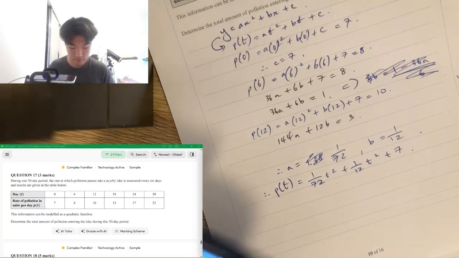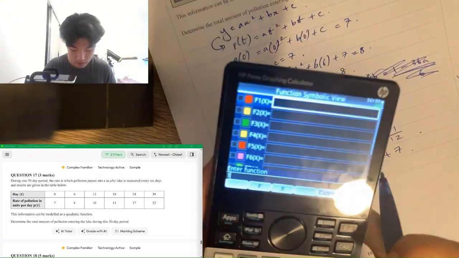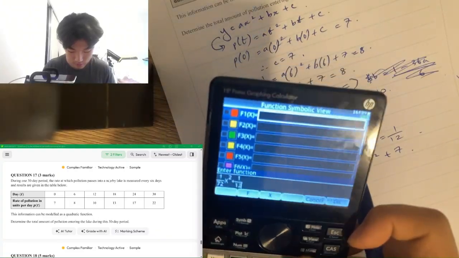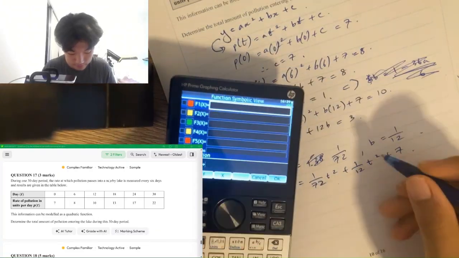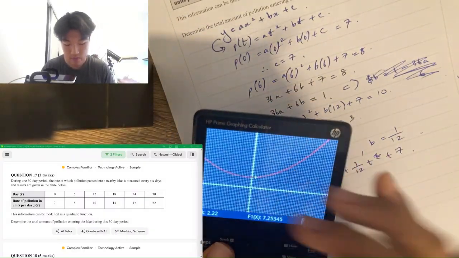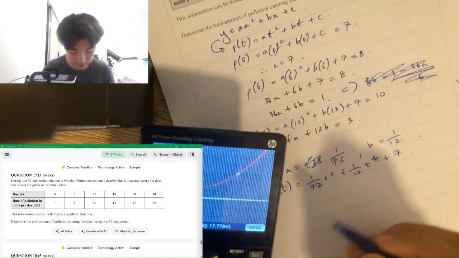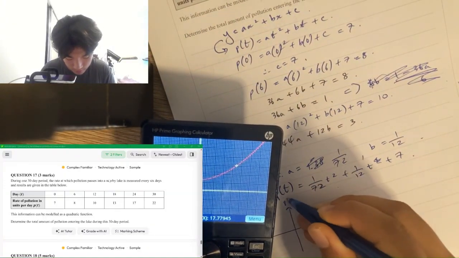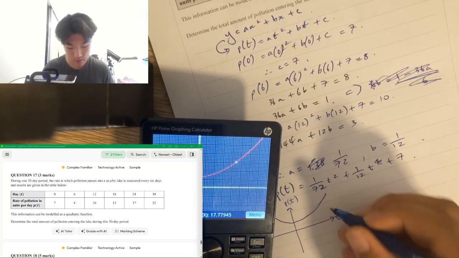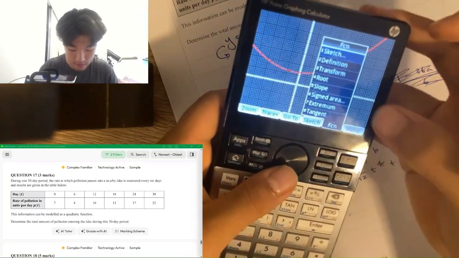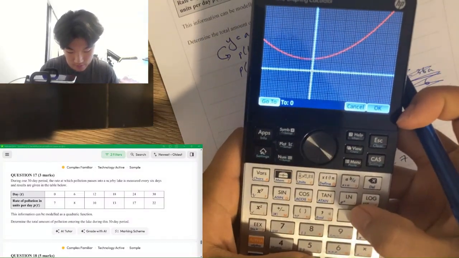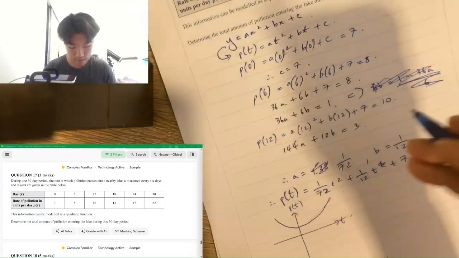Okay, so let's graph it. 1 over 72 x squared plus 1 over 12 x plus 7. Plot it. Okay, we can see what it looks like. Something like that. Okay, get the signed area. Right, the area represents the total amount of pollution, from 0 to 30. Right, 30-day period.